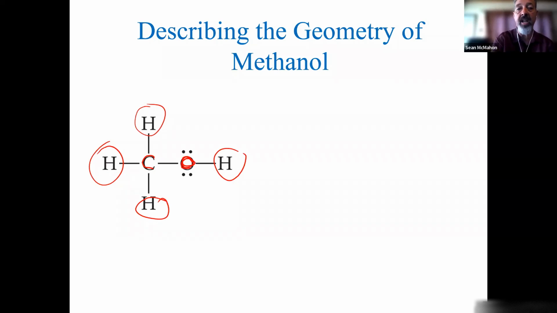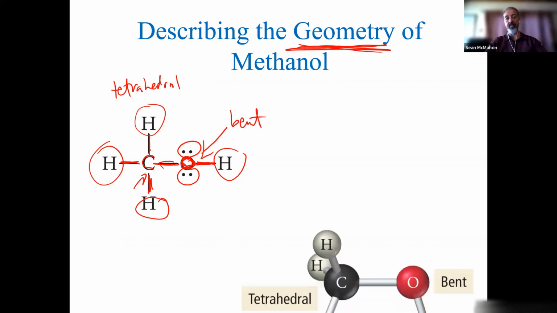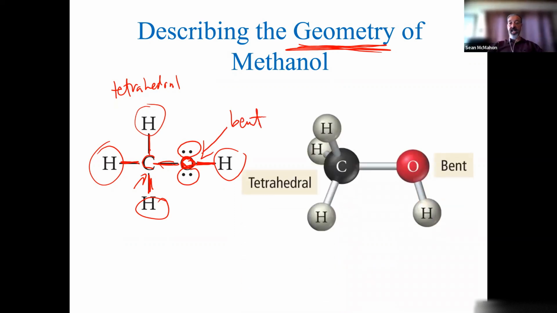Now, I only want to look at molecular geometry. For the carbon, there's 4 bonds, 1, 2, 3, 4, all atoms. So that would be 4 atoms, tetrahedral. Now the oxygen, it has 4 groups. So the electron group geometry is tetrahedral, but it only has 2 atoms, and the other 2 groups are lone pairs. So that makes this bent. So in 3D, that's what it would look like.